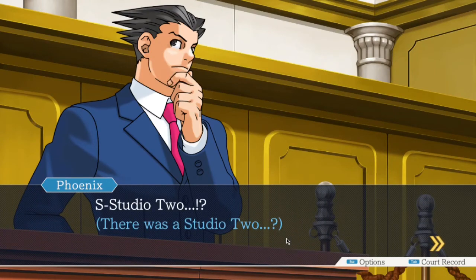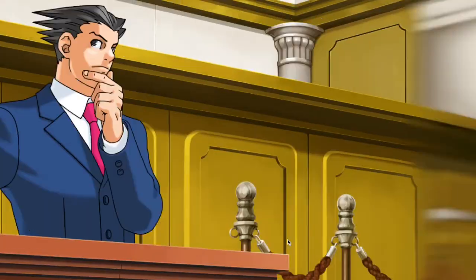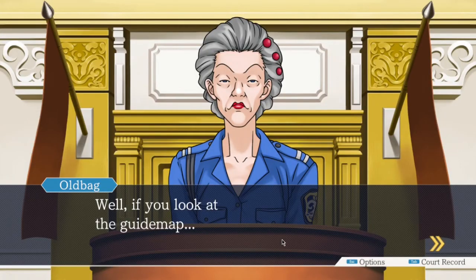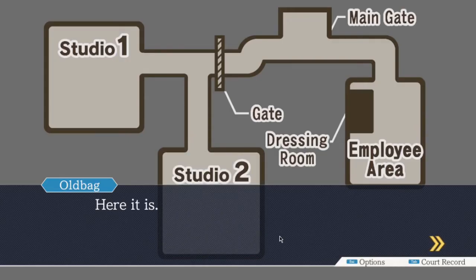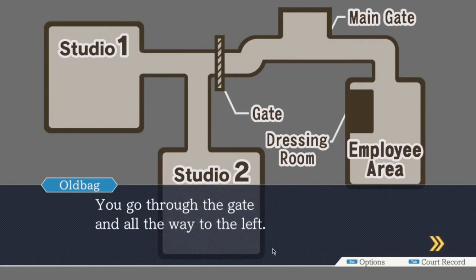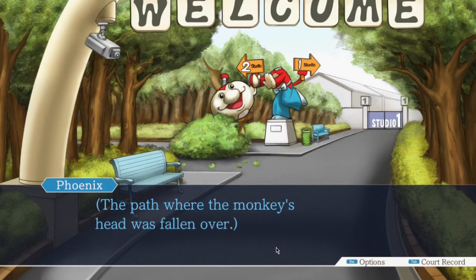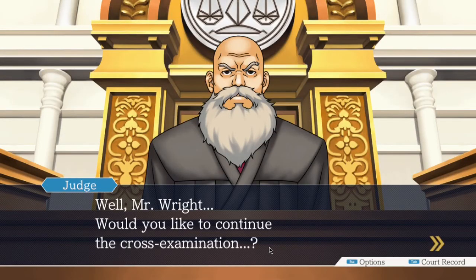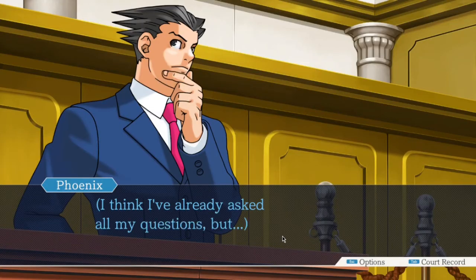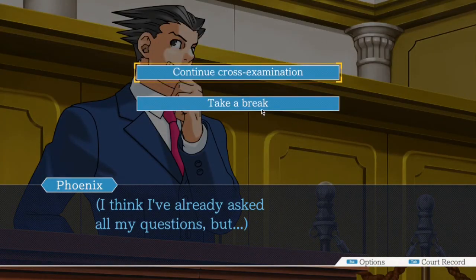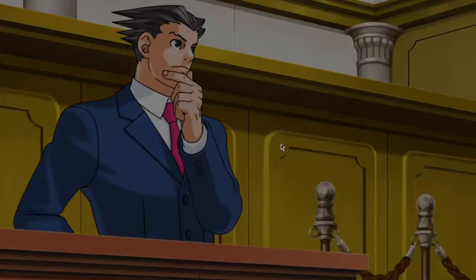Studio 2? There was a Studio 2? Well, if you look at the guide map, here it is. Go through the gate, all the way to the left. The path where the monkey's head was falling over. Well, Mr. Wright, would you like to continue the cross-examination? I already asked all my questions, but let's continue.